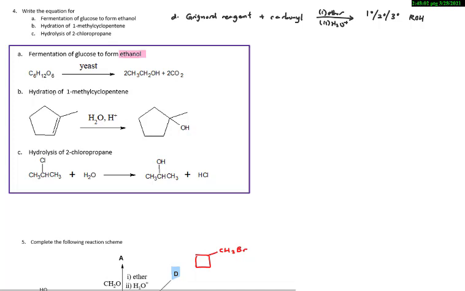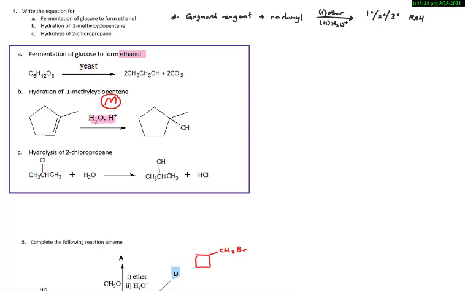For B, hydration of 1-methylcyclopentene. The structure undergoes hydration with H2O in acidic medium, H+. In these reactions, we use the Markovnikov rule. The hydrogen enters the carbon which has more hydrogen atoms, and then OH enters the other carbon. So here is your product following the Markovnikov rule.